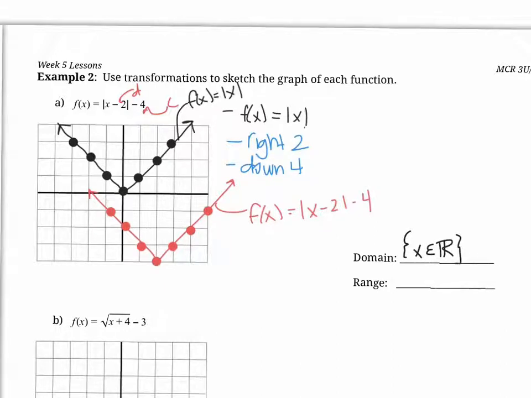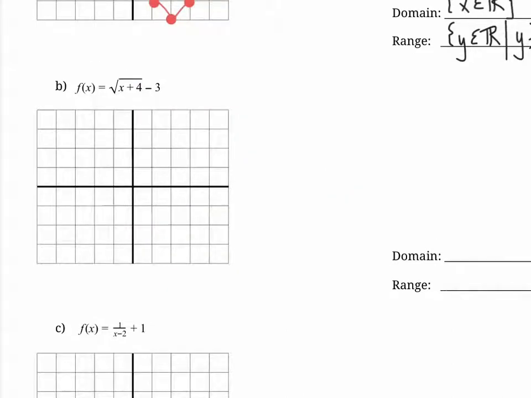And our range, what can y be? Y can be anything up here, anything up here. It stops existing at -4. Y is not going to exist down here because we know this absolute value function just turns around there and doesn't come back. So we're going to say that y is an element of all real numbers. Y can be any tiny little number such that y is greater than or equal to -4. And we're done.